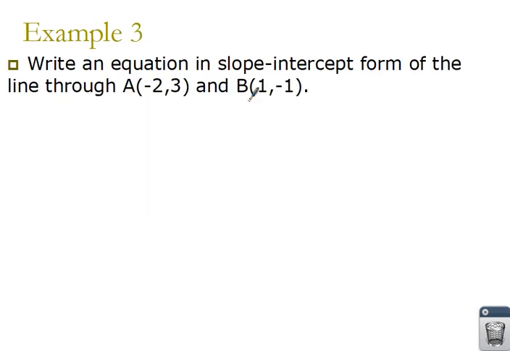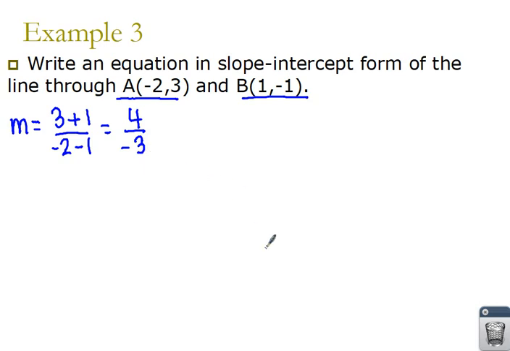Alright, this time there's a little bit different. They gave us 2 points, and we want slope-intercept form. So we actually have to find the slope first. Okay, so we'll do y2 minus y1 over x2 minus x1. You notice that I started with point A as my x2 and y2. You can start with B as your x2 and y2. It doesn't matter either way. Alright, simplify. And you always want to reduce if you can. This one we can't reduce.